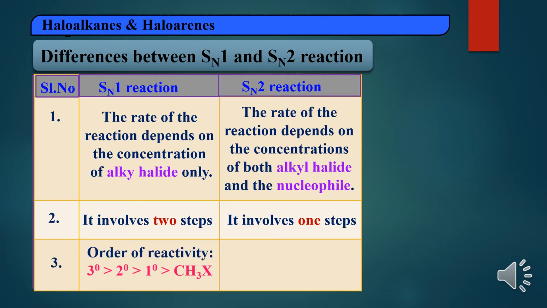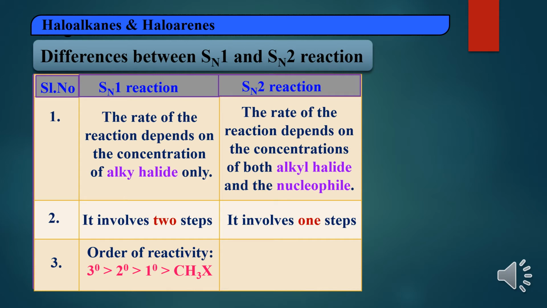Then the third difference, the order of reactivity in the SN1 reaction: tertiary alkyl halide is greater than secondary, then primary, then methyl halide. Because tertiary alkyl halide easily forms the carbocation, and tertiary carbocation is more stable than secondary and primary. That's why tertiary alkyl halide is more reactive than secondary and primary.